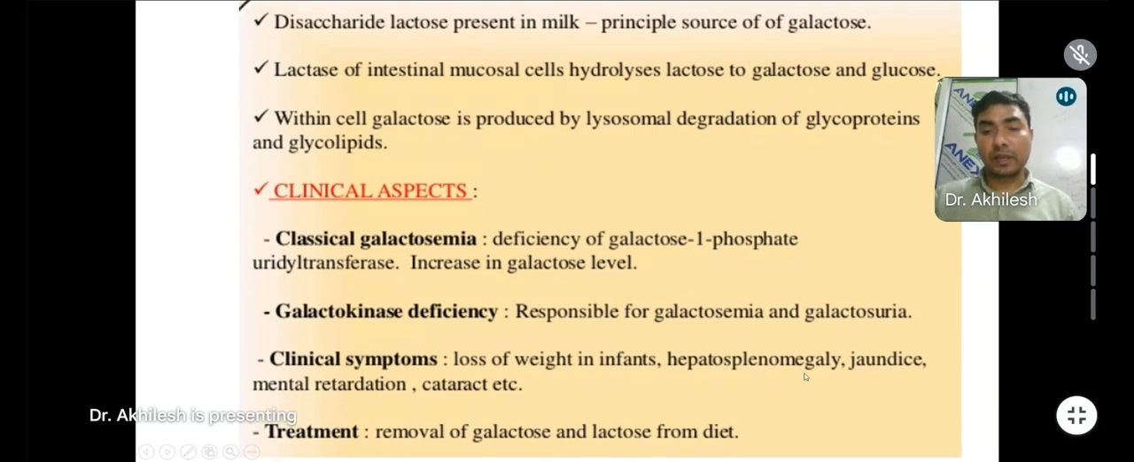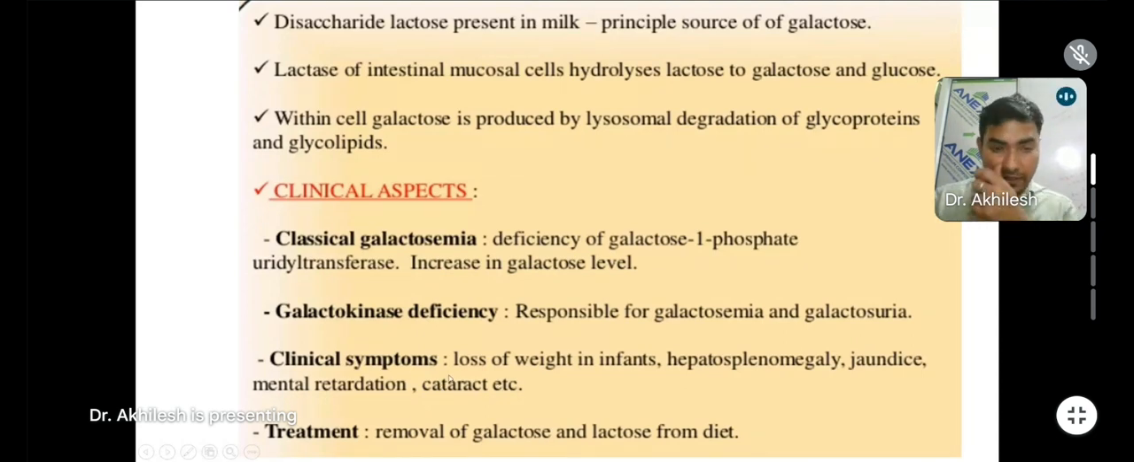Hepatomegaly and hepatosplenomegaly mean the liver is enlarged and the spleen is also enlarged because of accumulation of toxic products. Since the liver is not working properly, jaundice and other liver problems can be seen. And since not much energy source is produced by the system, and the liver is not providing supportive energy to the brain, there is mental retardation and other complications like cataract.